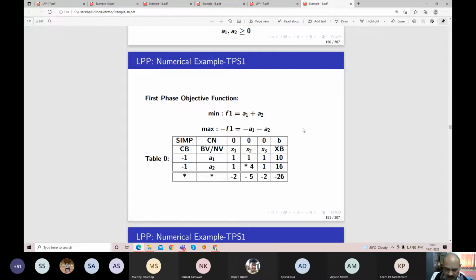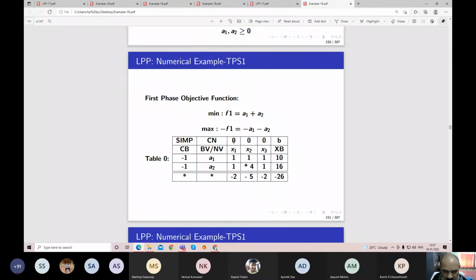Okay. These are 0, 0, 0. These are the coefficients of x1, x2, x3 respectively. You can see there is a mark here, Cn. The Cn stands for the coefficient of the non-basic variables for the objective function. C stands for the cost coefficient of the objective function, and Cn for the non-basic variables.